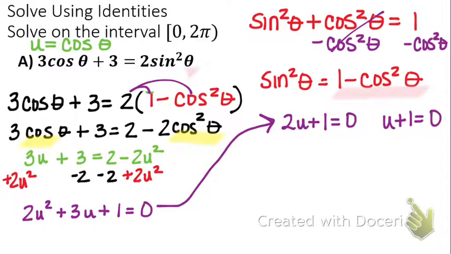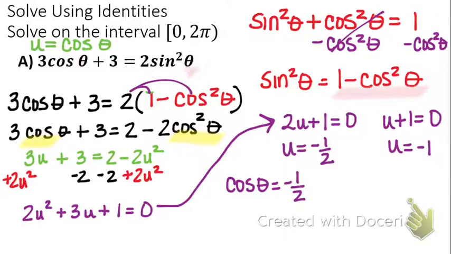So who had this as their factors? 2u plus 1 and u plus 1. Who had that? All right, go ahead and solve those for u. And remember, what does u equal? What trig ratio does u represent? Cosine. So now go to your unit circle. Tell me what angles have a cosine of -1/2, and also what angles have a cosine of -1.